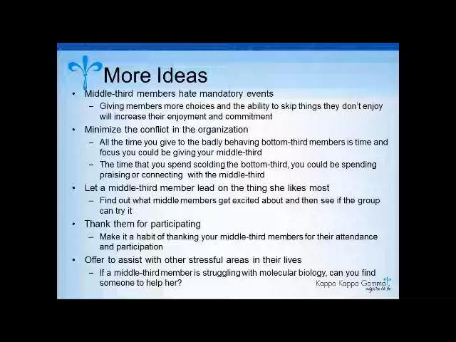Officers should be thanking the chapter for showing up for things and thanking them for the work they did on this event or this project or whatever. And then always be there to assist them with things that are stressful in their lives. If they're struggling with a class or a relationship or work or whatever it might be, the chapter needs to be there to support them.